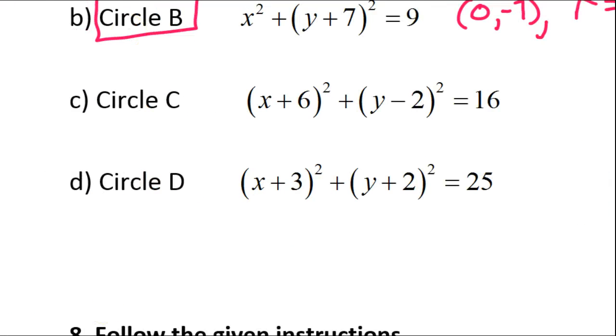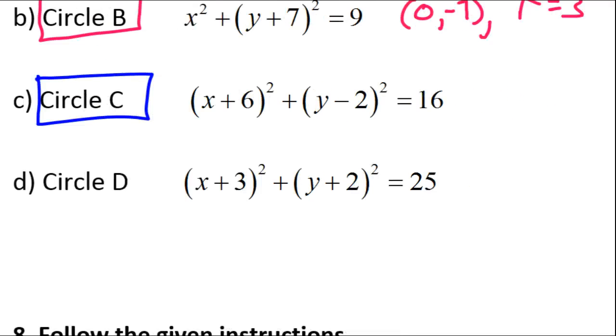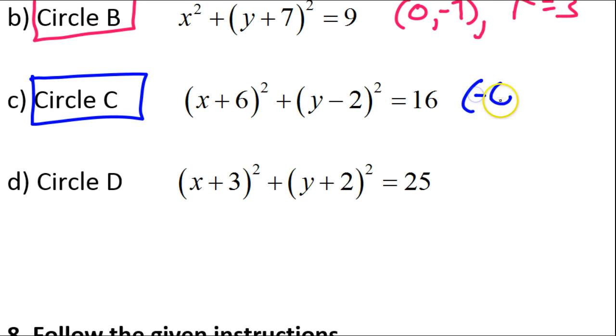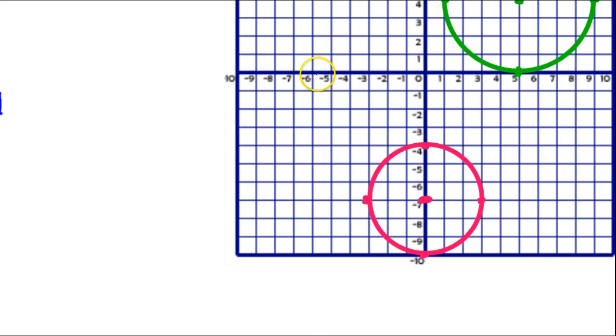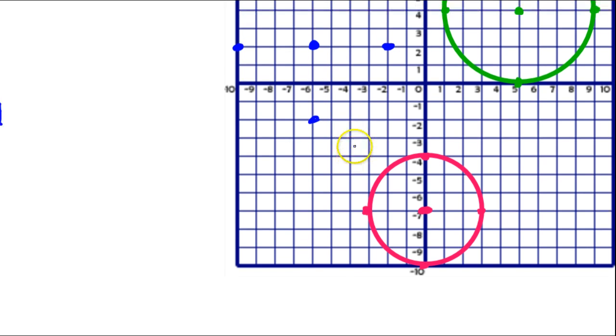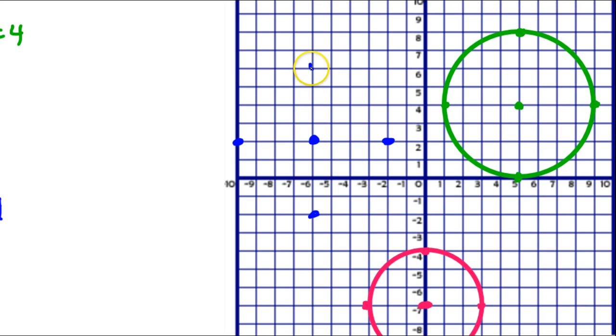All right, I think I'll do the next one in blue. And the center is going to be negative 6 comma positive 2 with a radius of 4. All right, so there's my center, and the radius is 4, so we're going 4 in all directions. So there's circle C.